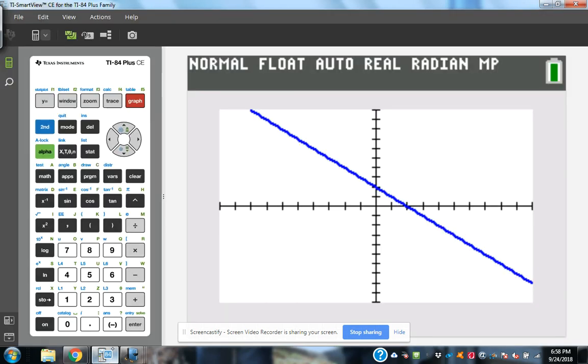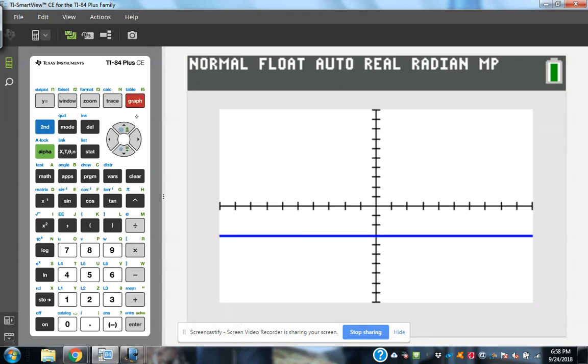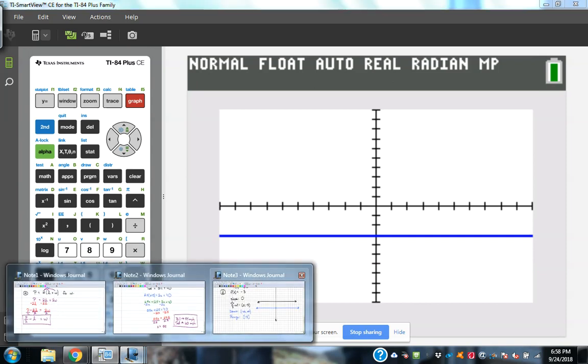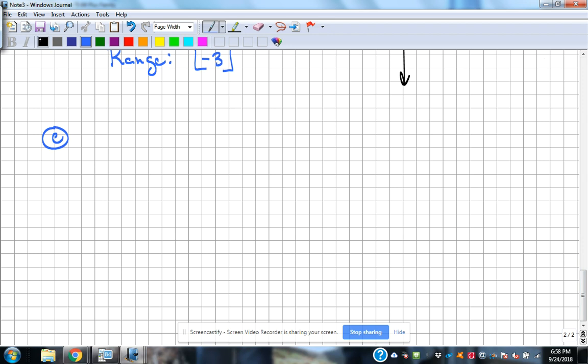Your calculator can graph that if you're ever in doubt. There it is. Nice and pretty. These horizontal lines, beautiful. It cannot do this problem, though.